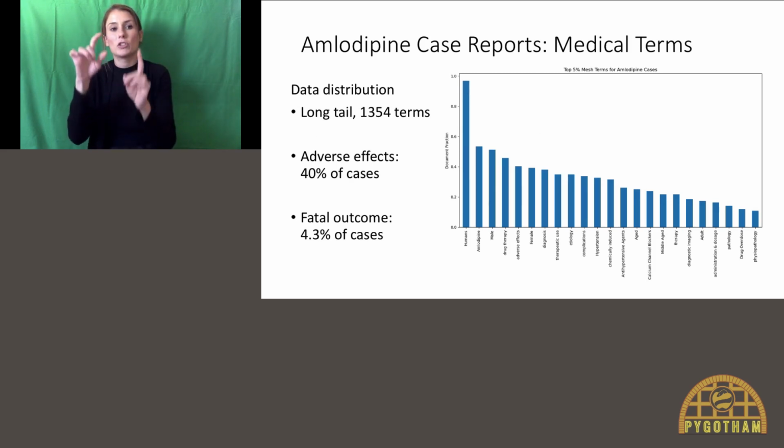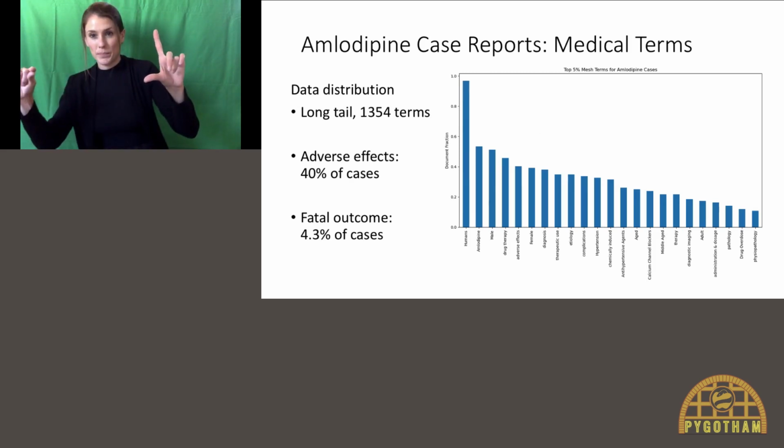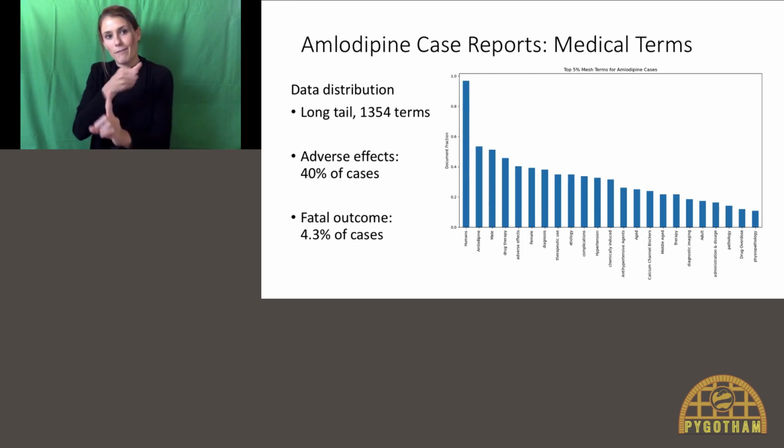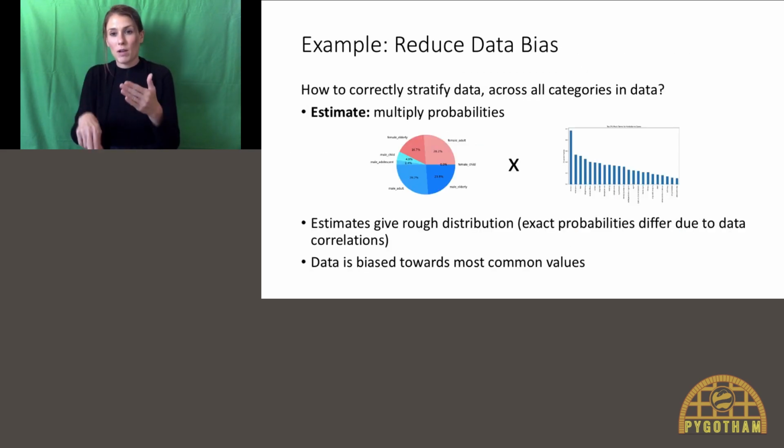For the medical terms present, it follows a long-tail distribution typical of most vocabularies, with some very common terms and very rare terms. And a particular term of interest here is adverse effects, which are present in 40% of the cases, and a particular adverse effect of fatal outcome is present in 4% of the cases.